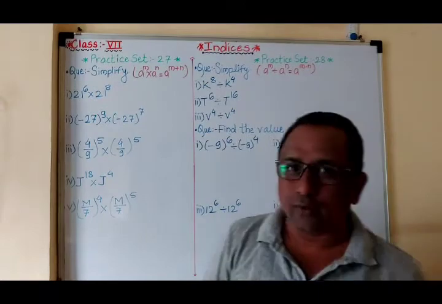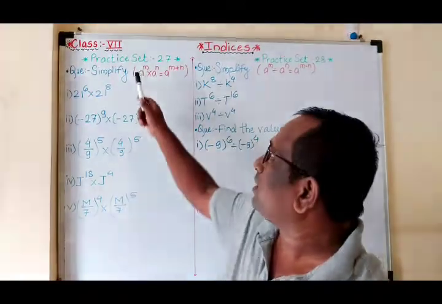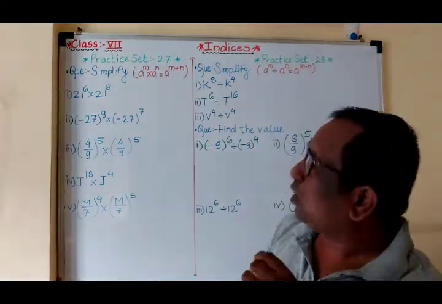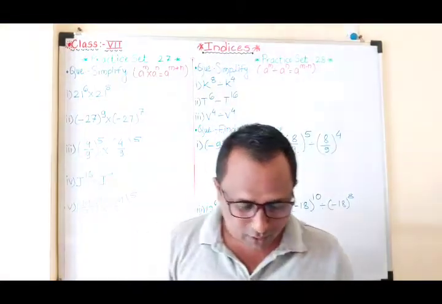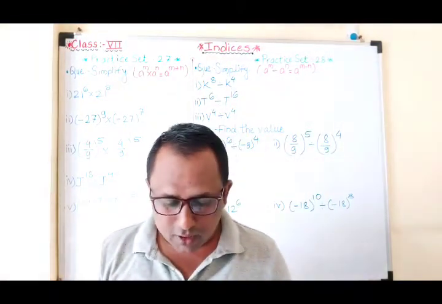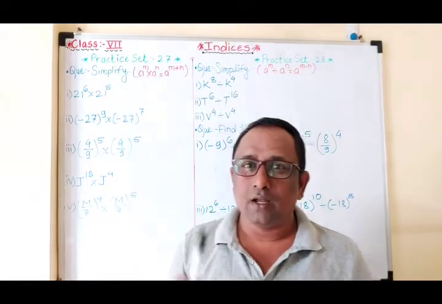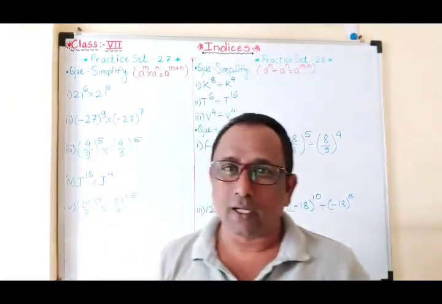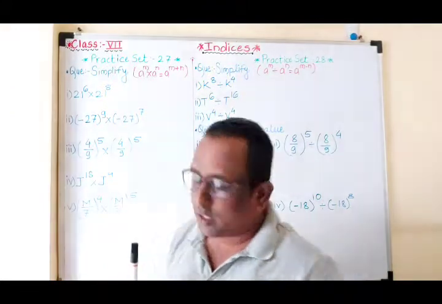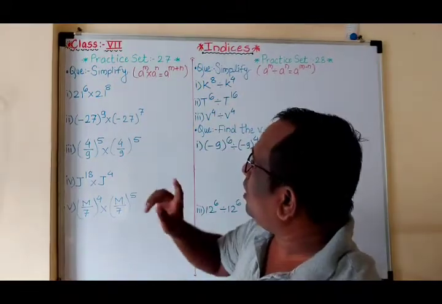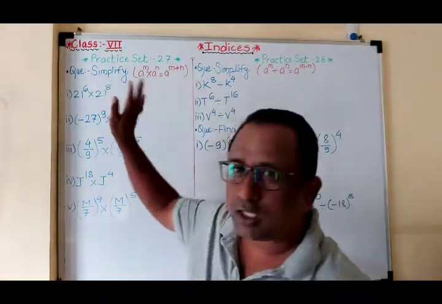Practice set number 28. Let's see first the practice set number 27. Practice set number 27 is based on multiplication of indices with the same base. When the base is the same, how do I have to do the multiplication of the indices? So the question is: simplify.